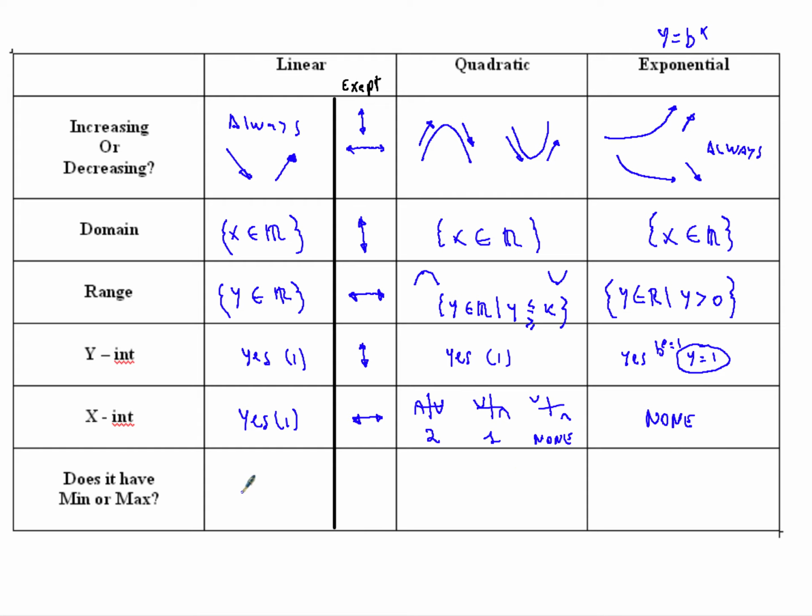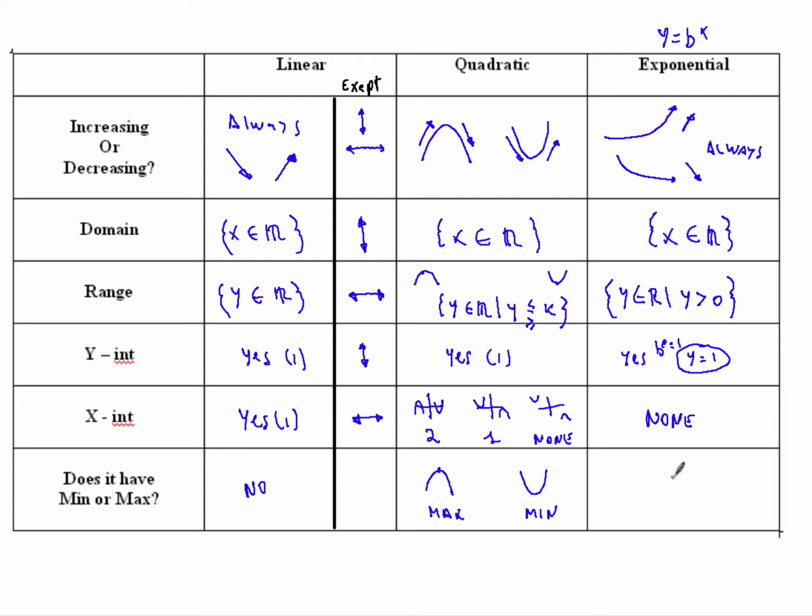Does it have a max or a min? Well, the lines go up forever and ever, and no, it doesn't have a maximum nor a minimum, because it keeps on going up or keeps on going down. Is there an exception for this? Yes, there's one exception. You can tell me about it later. Quadratics, do they have a max or a min? Yes, because if it opens down, it has a max. If it opens up, it's got a min. Right? Now that's determined by the a value.